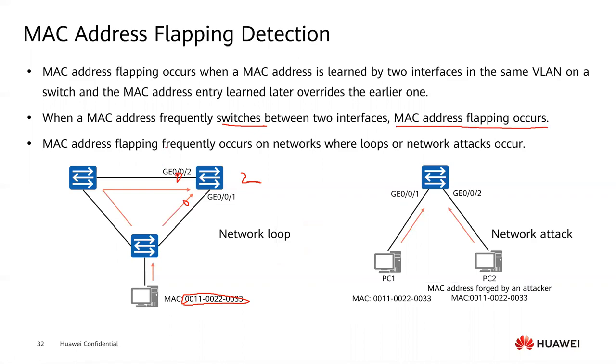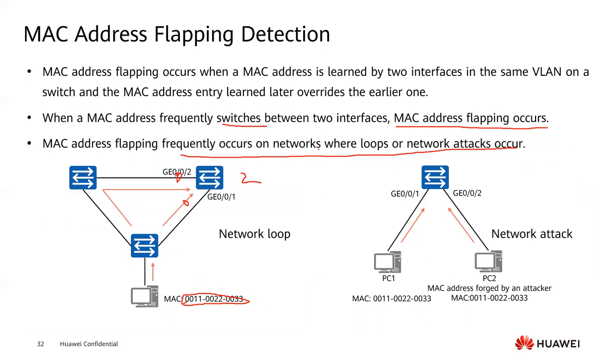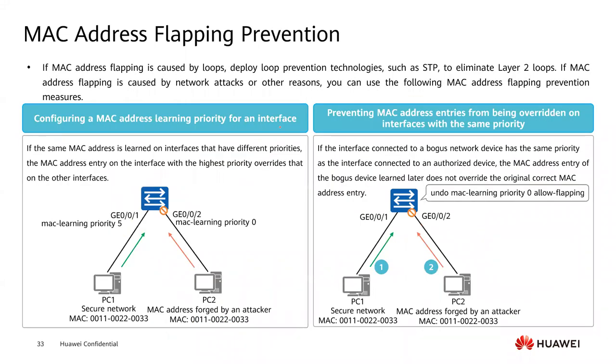Okay, and the switch will record it. You can use these functions to make a record, and then you can see this record to judge whether a network loop has already occurred. Normally MAC address flapping is caused by a loop. Deploy loop prevention technologies such as STP, and we can eliminate layer two loops.